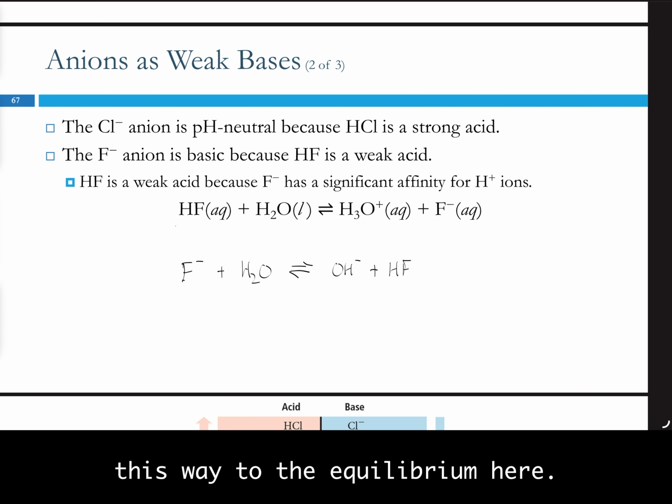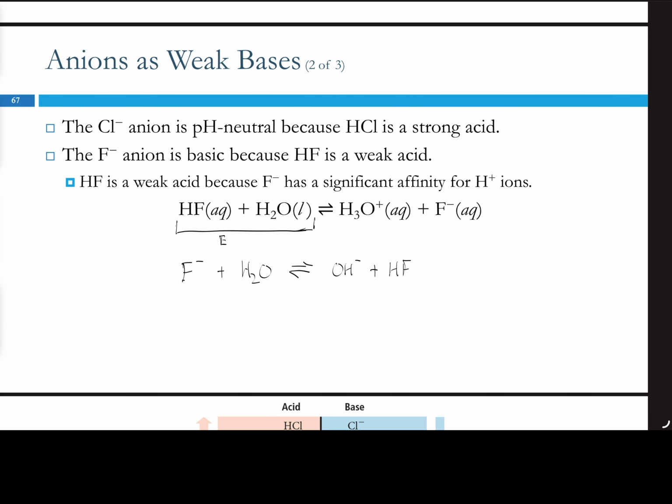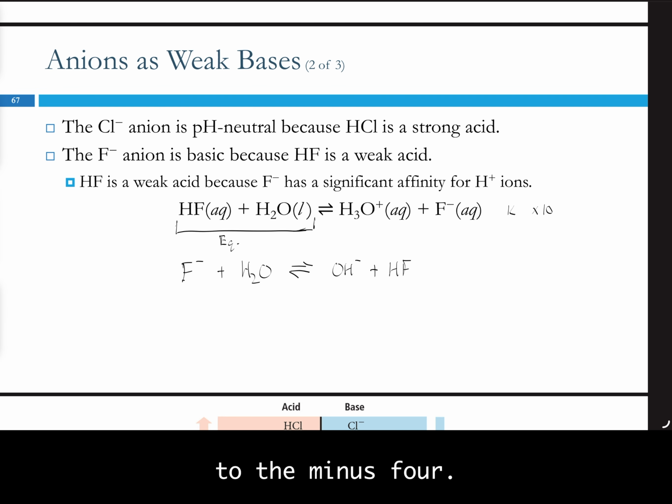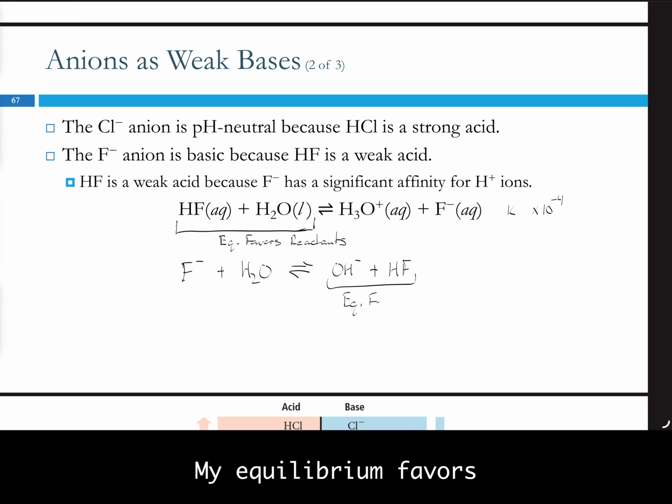I guess if you think about it this way too, the equilibrium here, because K is going to be really small, something like 10 to the minus 4, favors the reactants. Here, the equilibrium is basically reversed. My equilibrium favors products.